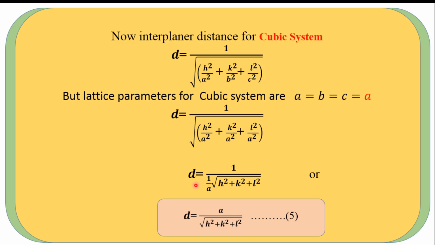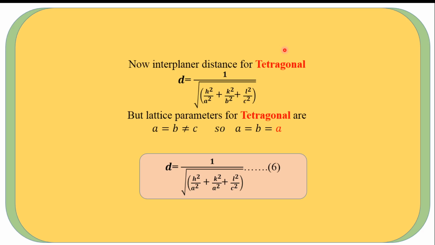So d is equal to, we take a square outside the bracket, 1 divided by 1 upon a under root h square plus k square plus l square, or we can write a as the numerator. So d is equal to a divided by under root h square plus k square plus l square. This is our equation 5, and this is the interplanar distance for cubic system, for simple cube, body centered as well as face centered cube.